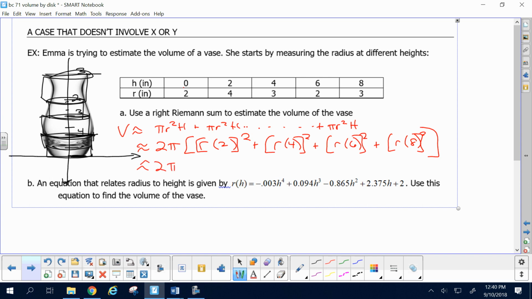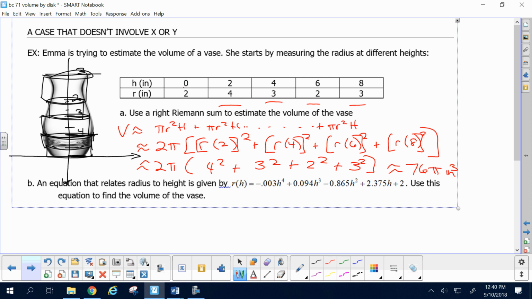So my volume estimate is something like 2 pi times the radius at 2 is 4 squared plus 3 squared plus 2 squared plus 3 squared. I'm using these 4 values for my right rectangles. And so what is 16 plus 9 is 25, 29 plus 9 is 38. What's your estimate times 2? 76 pi cubic, in this case, inches.